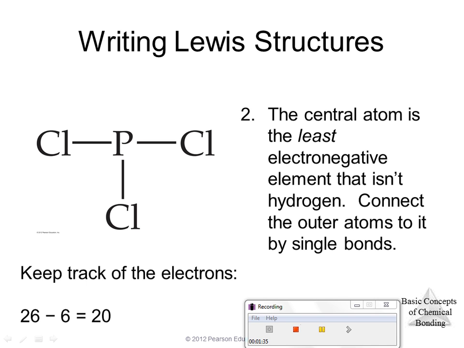Notice that each line represents 2 electrons. 2 electrons here, 2 electrons here, 2 electrons here. We just used up 6 of our total. Notice we're keeping a running track down here at the bottom. 26 minus 6, we have 20 left.